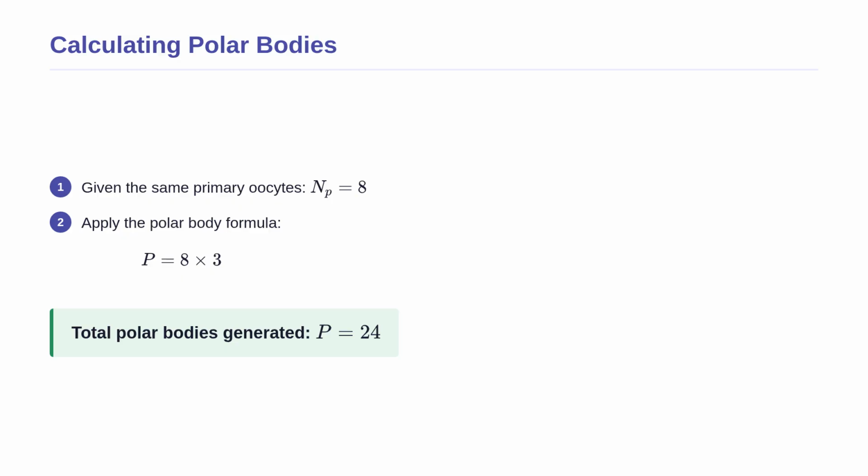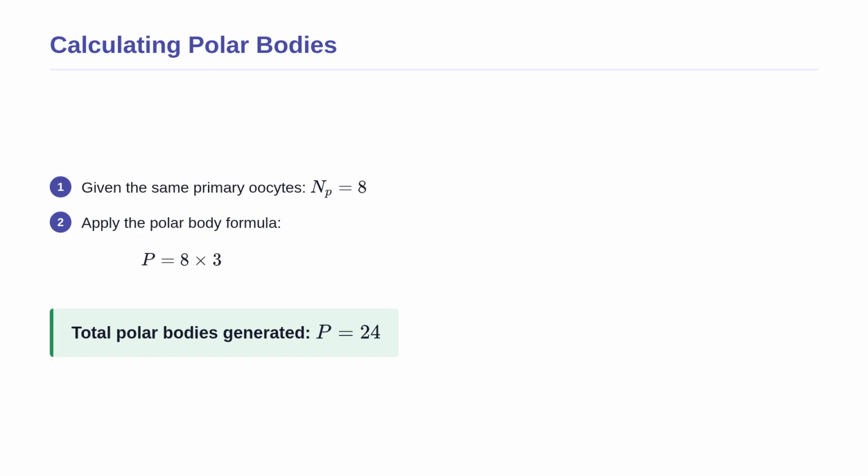Let us continue with our previous clinical example to calculate these discarded cells. We are still working with the same 8 primary oocytes from the IVF cycle, but now we are asked to find the total number of polar bodies generated.